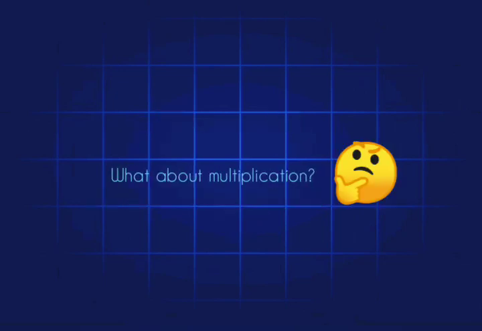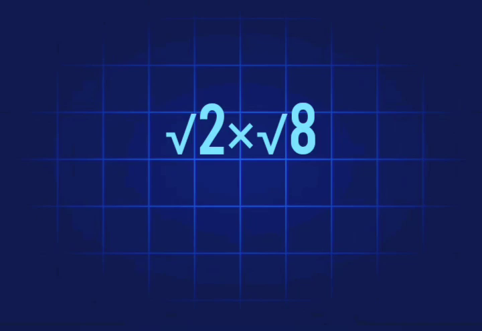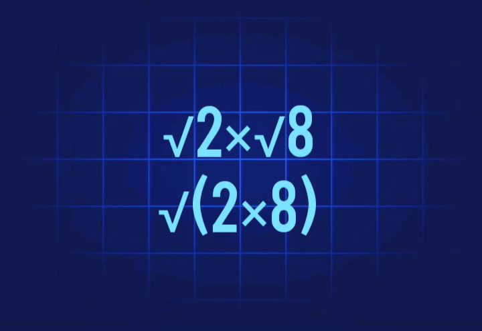Now, what about multiplication? That's a little easier. Suppose we multiply the square root of 2 by the square root of 8. We can combine the numbers inside the root. 2 multiplied by 8 gives 16.